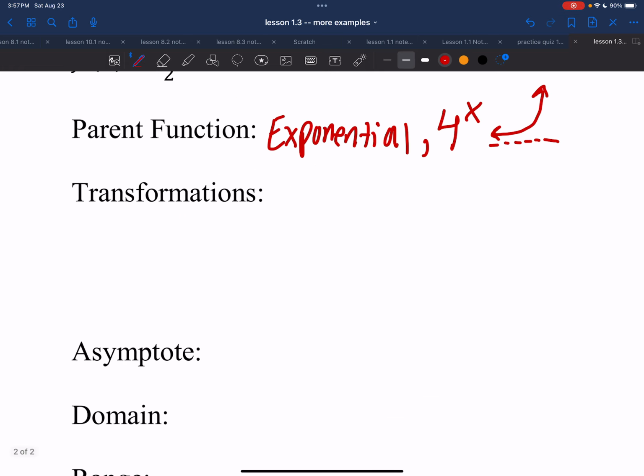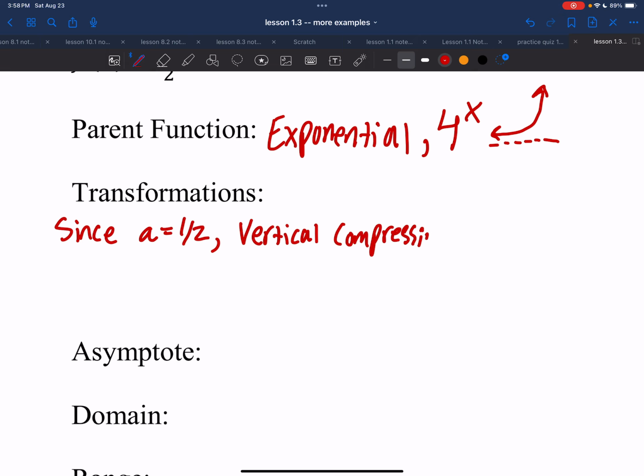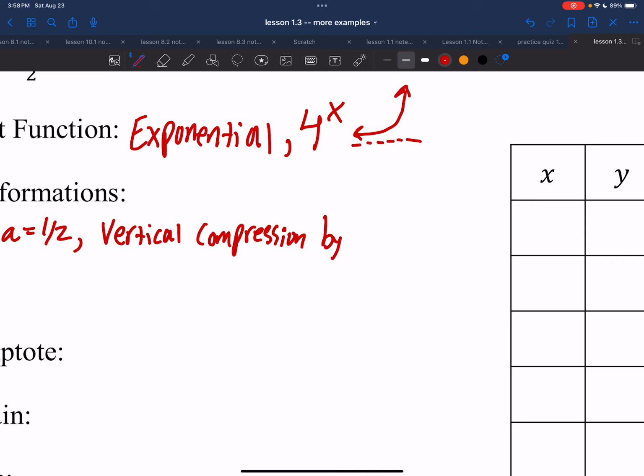So, since a is a half, right? Look at your transformation sheet, the little rules. If a is a half, which is less than 1, in particular between 0 and 1, then this means we have a vertical compression. And I would say that this is by a factor of 1/2. Yeah, that's my vertical compression by.